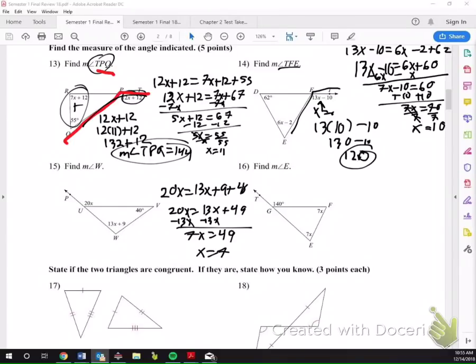We're looking for the measure of angle W. That's right there, 13x plus 9. Plug the 7 in, we get 91 plus 9, or 100. So that's a right angle. Yay! Don't know why that's exciting, but it is.